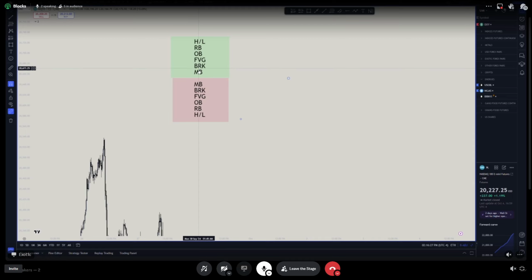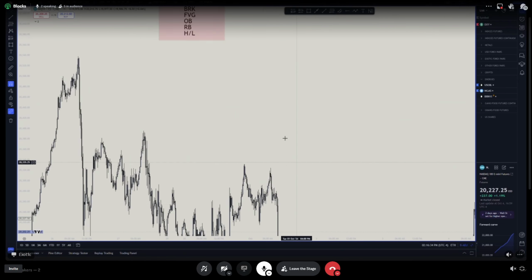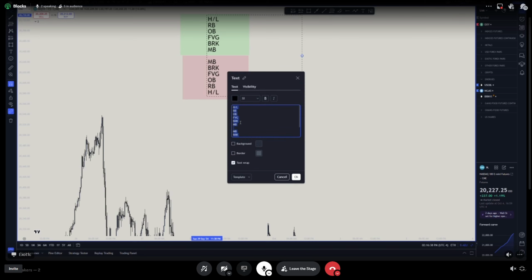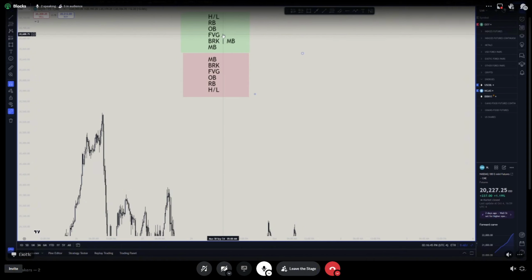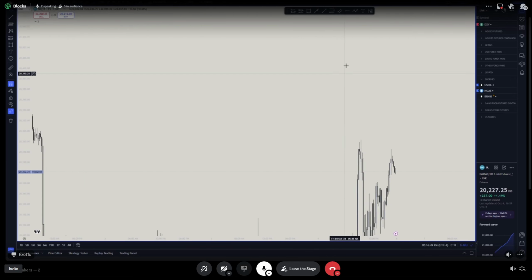Now, we're going to go over something that's going to be a little bit interesting when it comes to the breaker and the mitigation block. So we'll go over that really quick and how you can classify a breaker and a mitigation block. Because sometimes you'll see the mitigation block be in the same exact place as where you would see that breaker form. And we'll go over the special examples where that happens. But for now, we'll go over the mitigation blocks and the breaker blocks.